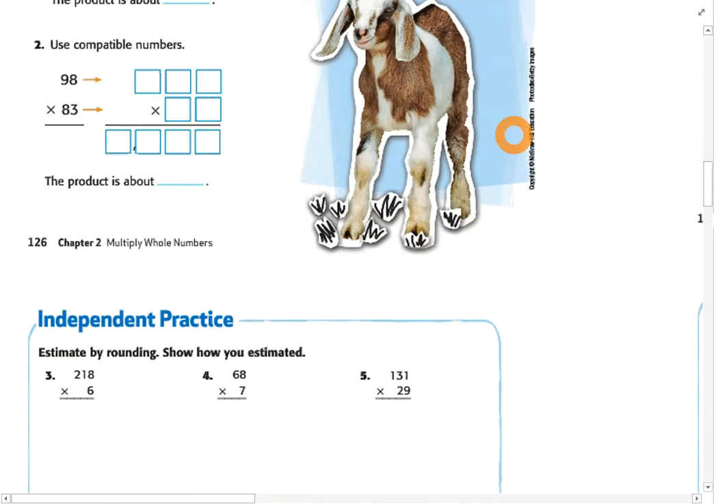Next one, 98 and 83. 98, I'm going to change to 100, right? Because it's 2 away from 100 and 8 away from 90, so the more compatible number but also an easier number to work with is 100. 83, I'm going to change to 80. Powers of 10, 8 and 1 is 8. And then again, I have 1, 2, 3 zeros from the problem. So I'm going to plug in my 1, 2, and 3 zeros. So 98 times 83 is going to be about 8,000.